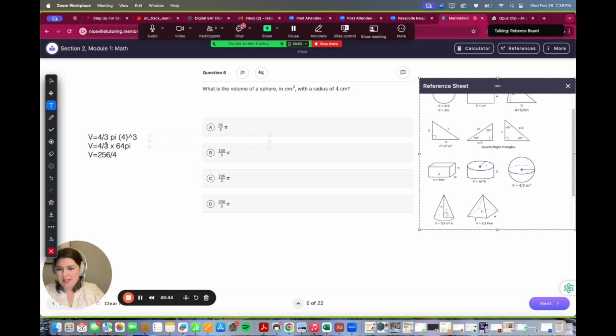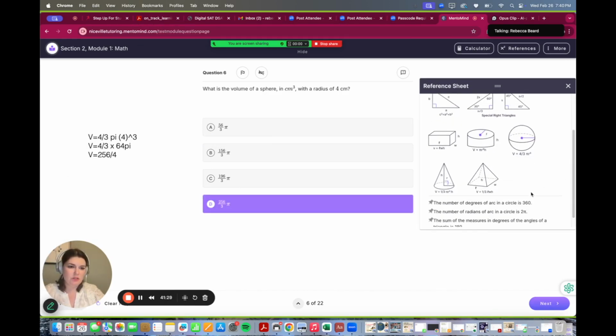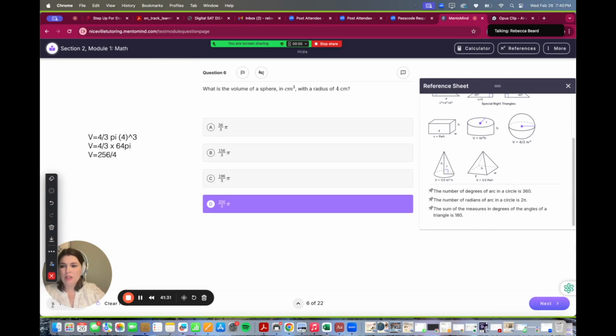So I typed it out pretty simply: what is the volume of the sphere in centimeters cubed with a radius of 4 centimeters? It goes V equals 4/3 pi 4 to the power of 3. And then you simplify down. So the answer on this one is D. This is the reference sheet. Most of the time, it is completely useless, but for one or two questions it might be helpful.